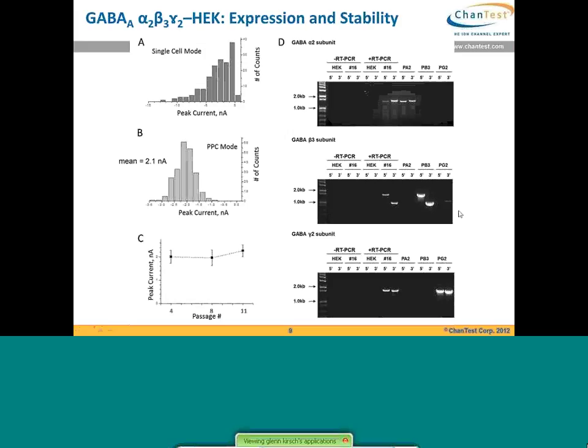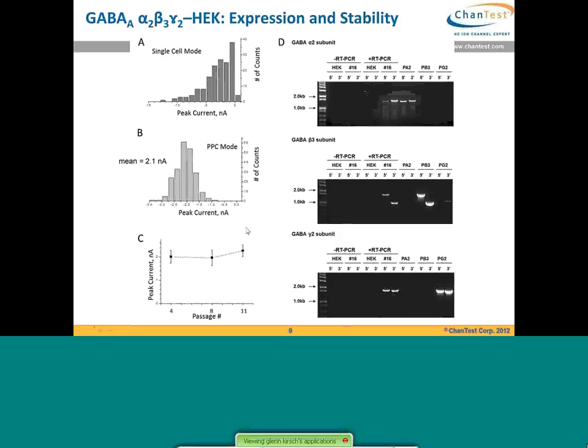So let's start by looking at some of the steps that we took to optimize and validate our cell lines, and I'll show some examples. This is an example of the alpha 2 subtype of the GABA receptor. We developed the cell line, and then we froze it down at passage 30. What you're looking at here is some of the stability and functional characteristics for a series of post-thaw passages, about 10 passages.